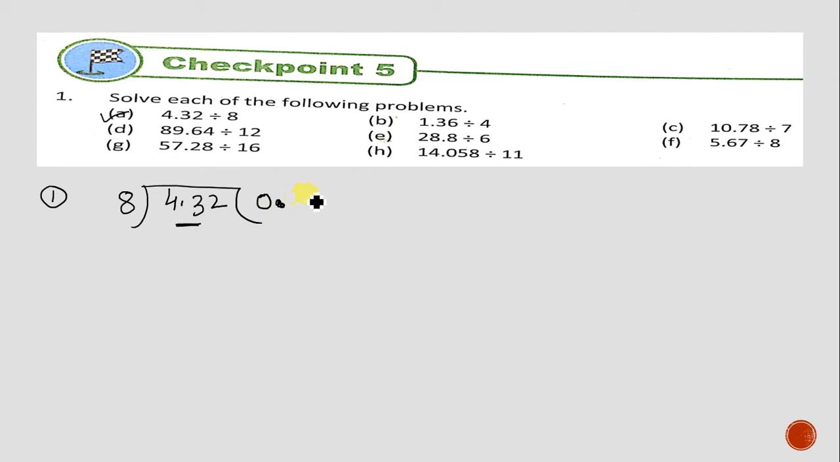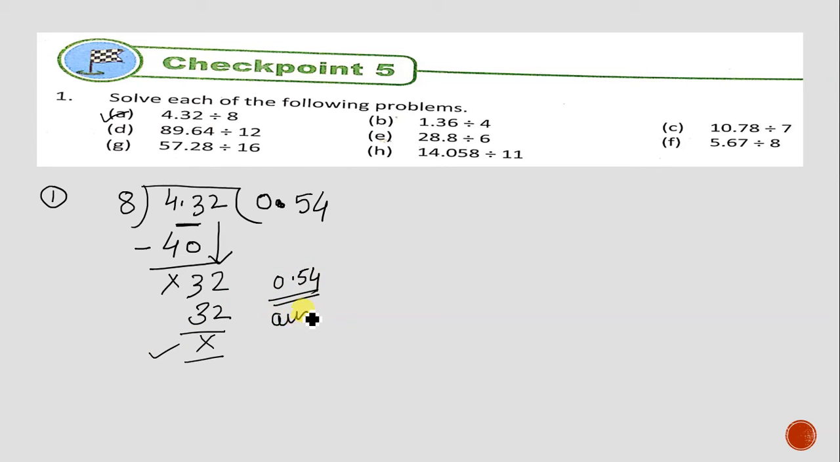So 8 5s are 40, we'll take that one. Now 43 minus 40, that will become 3. Now take 2 down. Usually how we do divide, the simple way you have to do. 8 4s are 32. Yes, so remainder is 0 and the answer is 0.54. Clear? Very simple division.